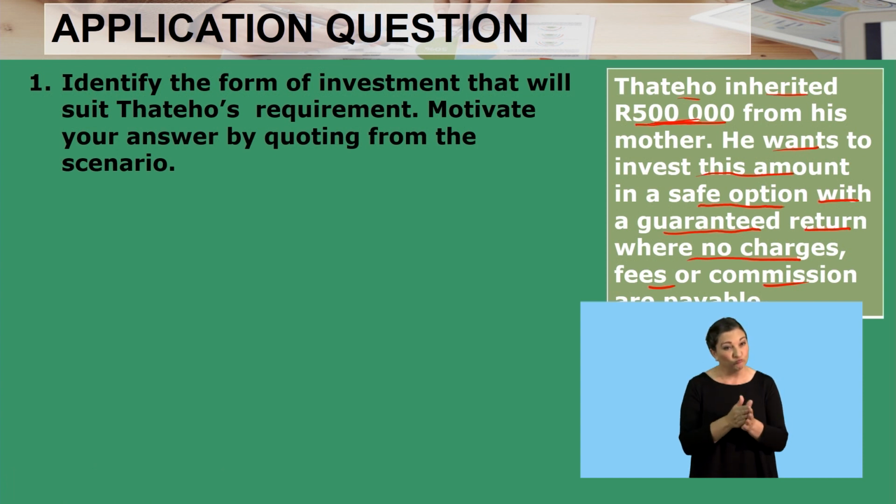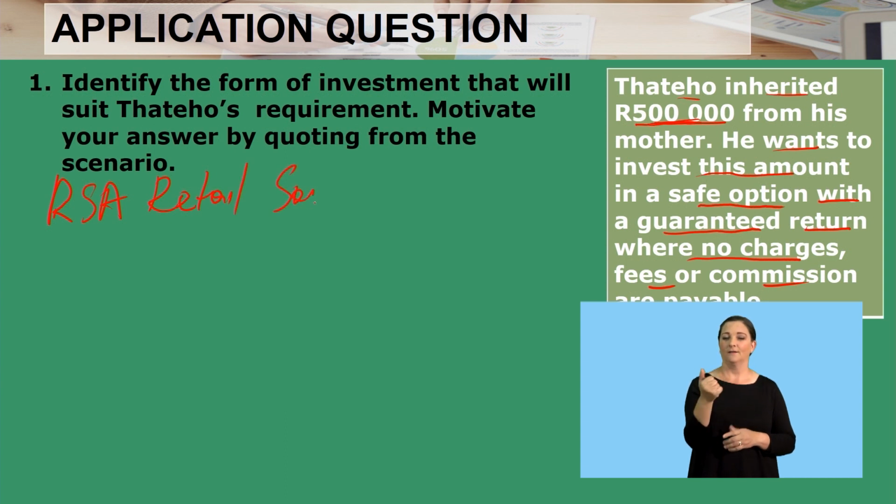So, this is what you should do. You should be knowing that we have 4 forms of investments and you should know their impact, meaning their positives and negatives. So the answer here is clear. It becomes your RSA, retail savings bond.